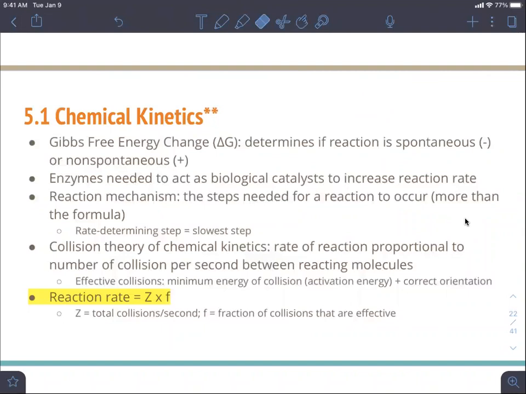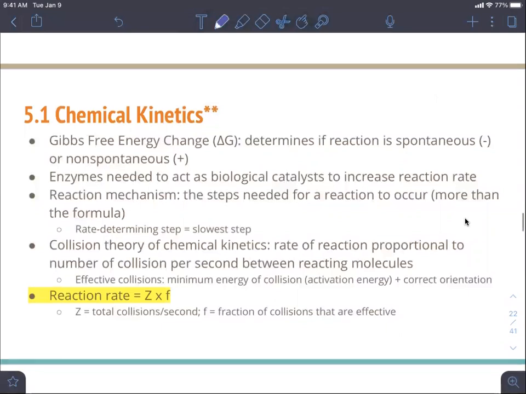The effect of collisions is the minimum energy of collision, which is the activation energy, and it also requires correct orientation. Say this is one reactant, and then this is another reactant. They would have to collide in this orientation to react. If they collide like that, they can't react. So they have to collide in the correct orientation. Orientation is talked about a lot more in organic chemistry, so we don't talk about it a lot in general chemistry.